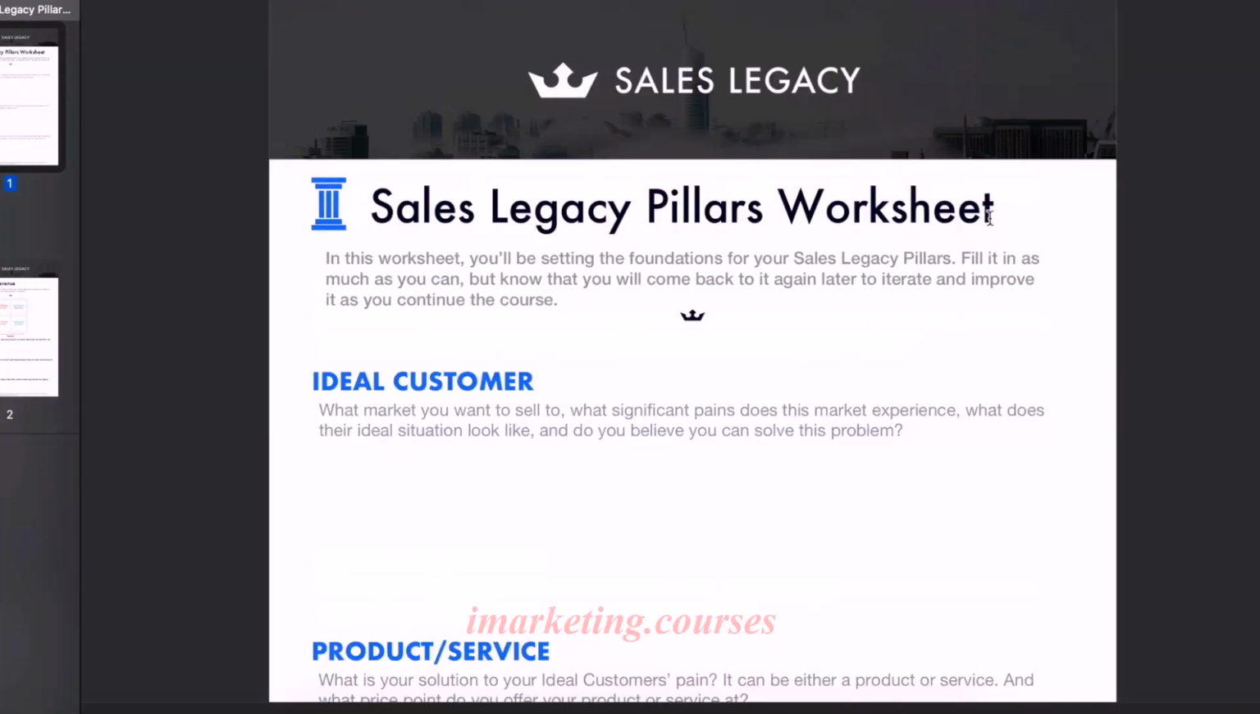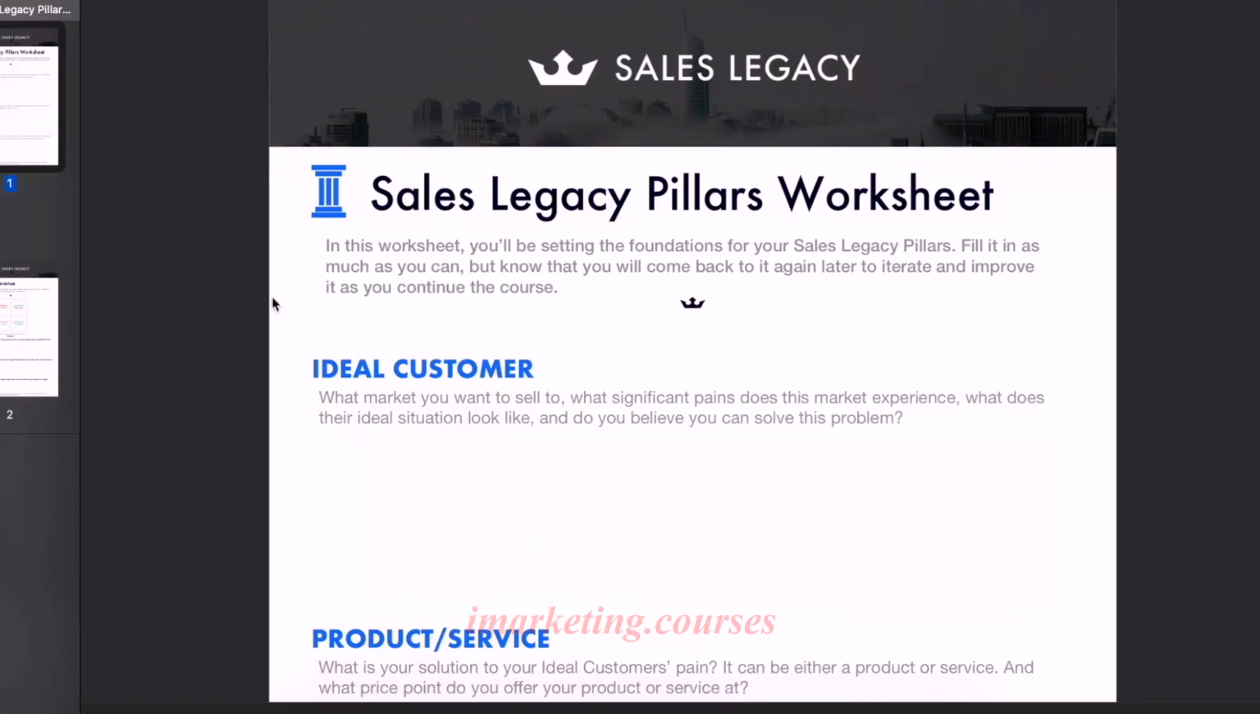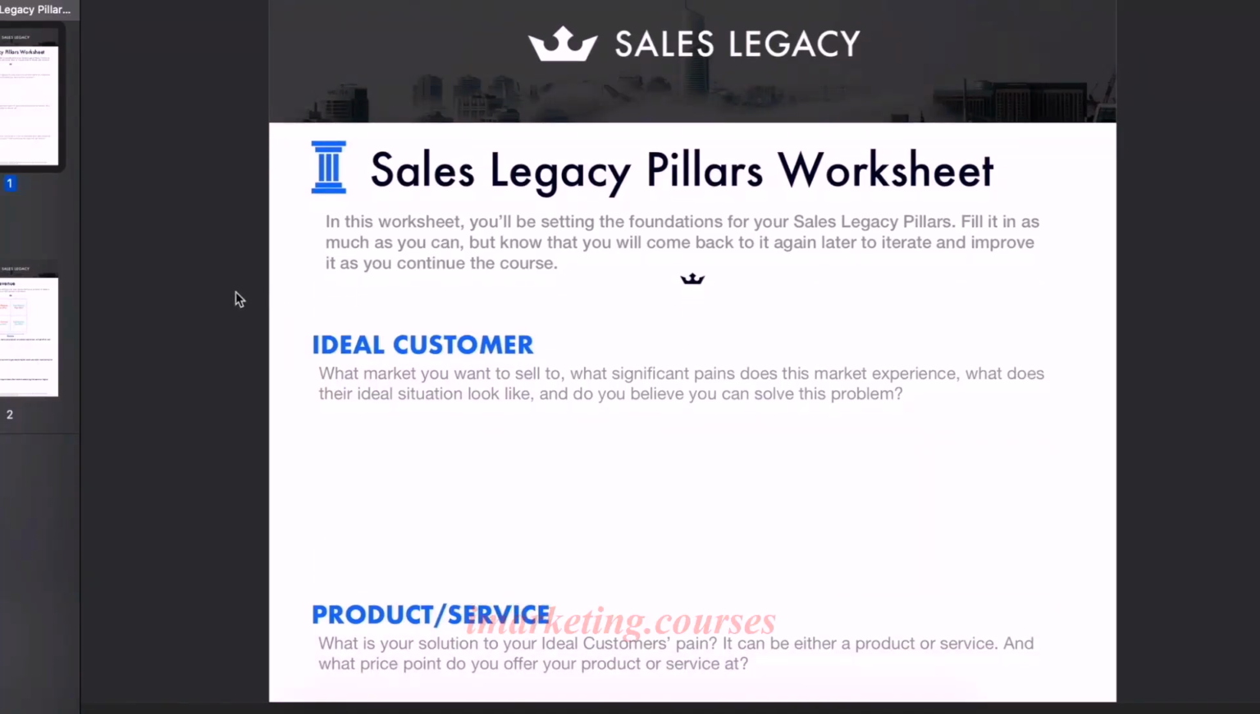On the top here, sales legacy pillar worksheet. In this worksheet, you'll be setting the foundations for your sales legacy pillars. Fill it in as much as you can, but know that you will come back to it again later to iterate and improve it as you continue the course. You can download it as an electronic PDF and type in right here if you choose to, or if you like to print it out and write with pen and paper, that's totally fine as well.